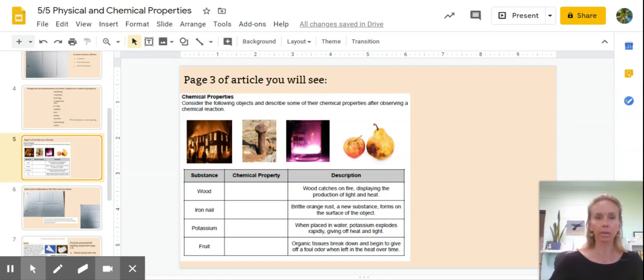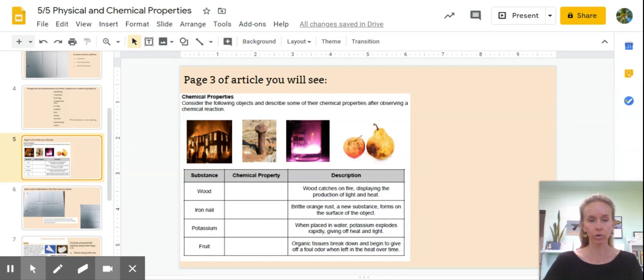Our very last page of the article that I'm asking you to read and to become familiar with is this second table that you'll fill out. The instructions say, consider the following objects and describe some of their chemical properties after observing a chemical reaction, which again, we'll spend more time talking about. But essentially, we're talking about the atoms involved in a molecule rearranging and changing configuration such that a new substance is formed.